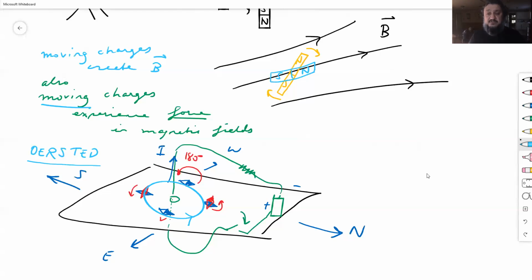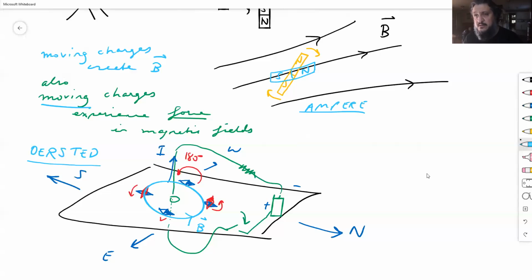And the direction is not arbitrary. The direction of the magnetic field depends on the direction of the current. And there's a rule to find that direction, which I'm going to talk about later. It's called the right-hand rule. And the other experiment was done by Ampere. When he found out about Oersted's experiment, he said, okay, electric currents generate magnetic fields.